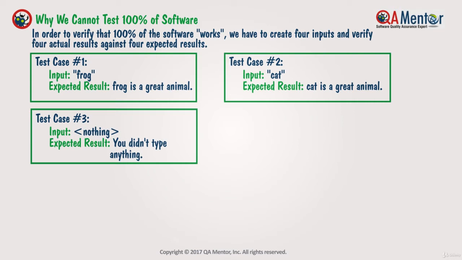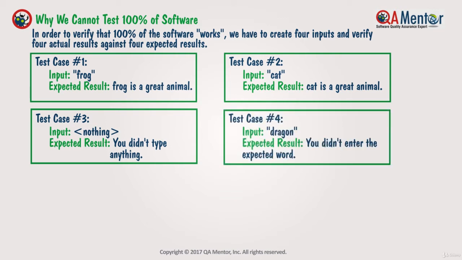Test case 3. Input nothing. Expected result: you didn't type anything. Test case 4. Dragon. You didn't enter the expected word. Wait a minute, why are we so sure that dragon covers all variety of possibilities called any input different from input 1 to 3 inclusively?